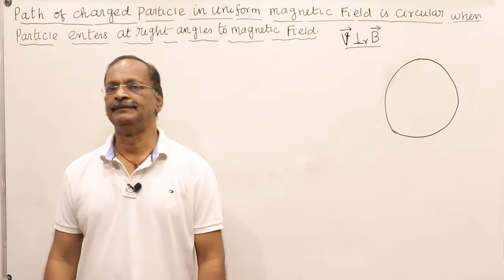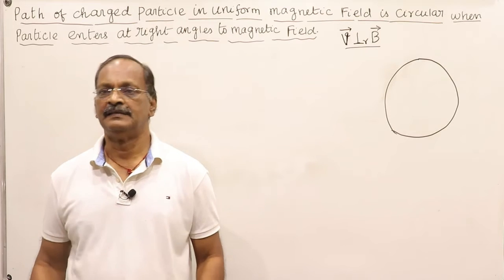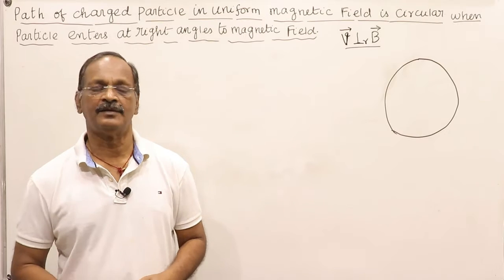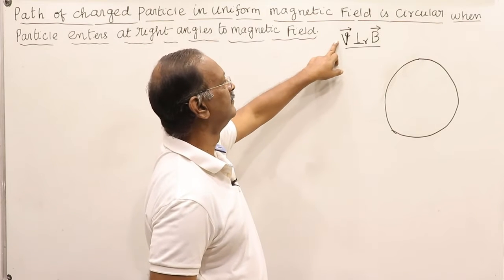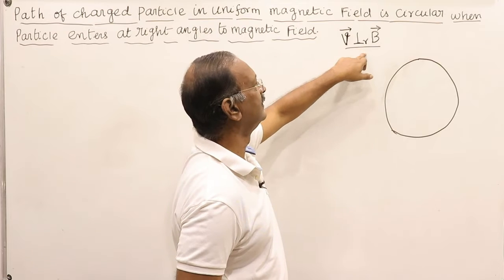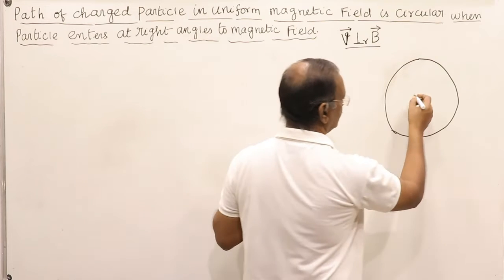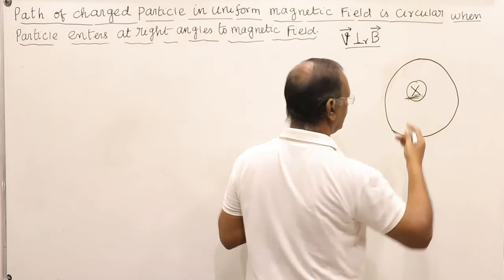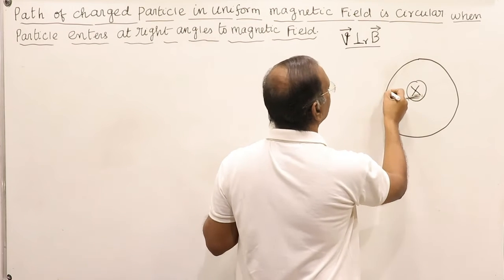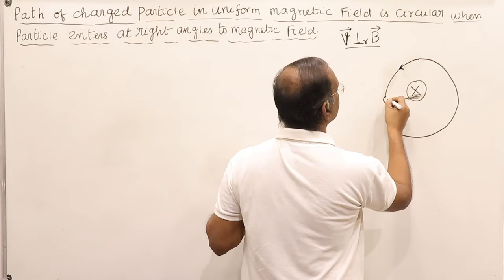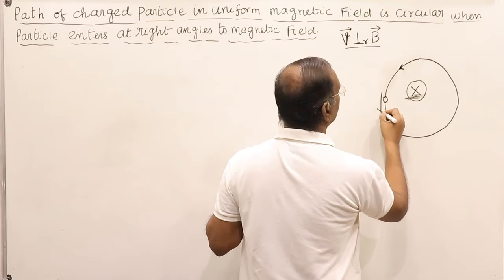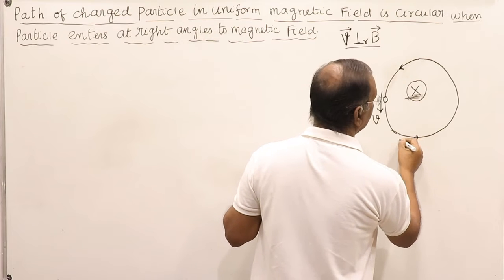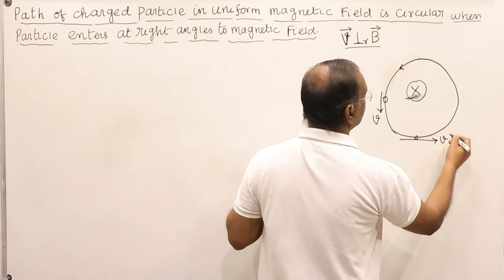We have already seen in the previous lecture a charged particle moving at right angles to a magnetic field, with velocity at right angles to the field. Suppose the magnetic field is into the plane of the paper, and the particle is moving like this. The linear velocity will be a tangent. Here also the linear velocity will be like this.